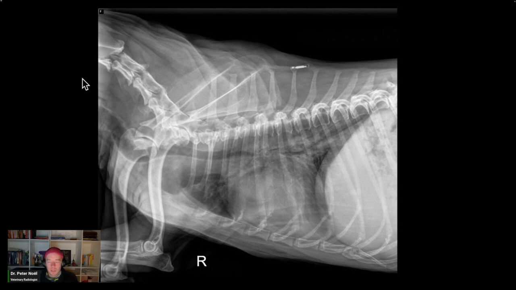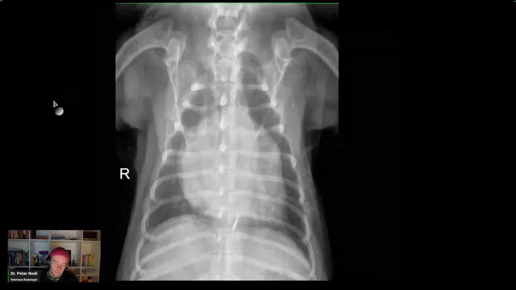He's old, like 9 or 10, and he's coughing. And then he's presented with an acute worsening of the cough. We got a right lateral view, a left lateral view, and a VD view.